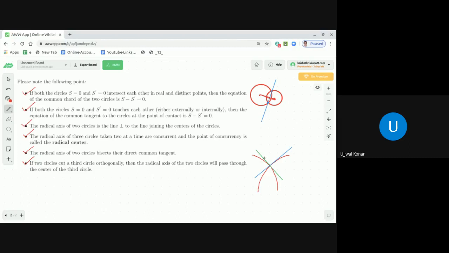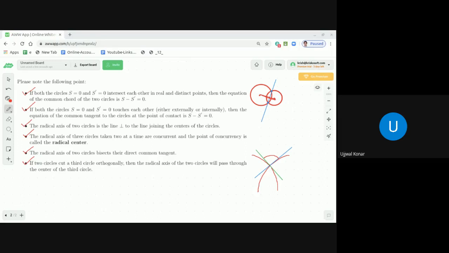Okay, now if this angle is 90 degrees, then these two curves are orthogonal to each other. Correct? I hope you got the point, dear students. So this is about orthogonality. About that, if two circles cut a third circle orthogonally, then the radical axis of the two circles will pass through the center of the third circle. So this is all about the radical axis, dear students.